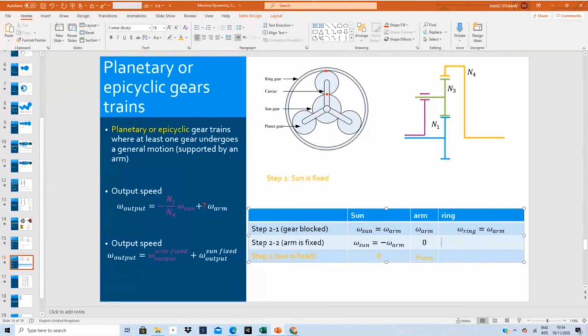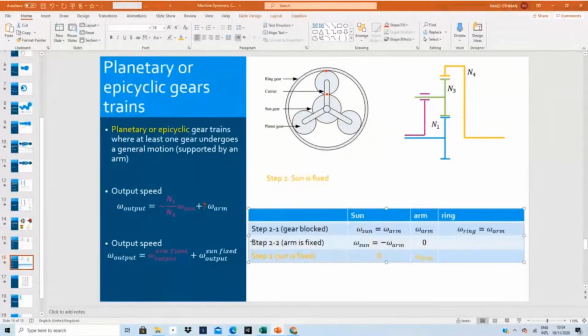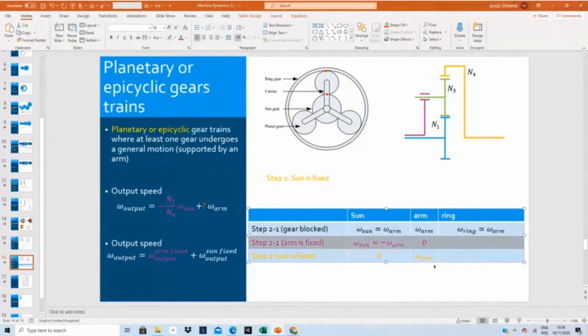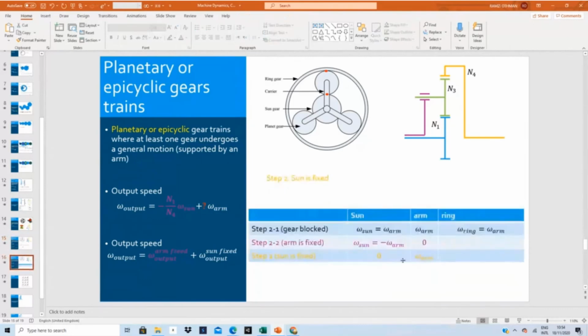Now, if I consider the second step here, the arm is fixed. If the arm is fixed, it is exactly what I have established before. It is exactly step one, except that instead of having omega arm, I will have minus omega r. So I can take the same result for the ring.